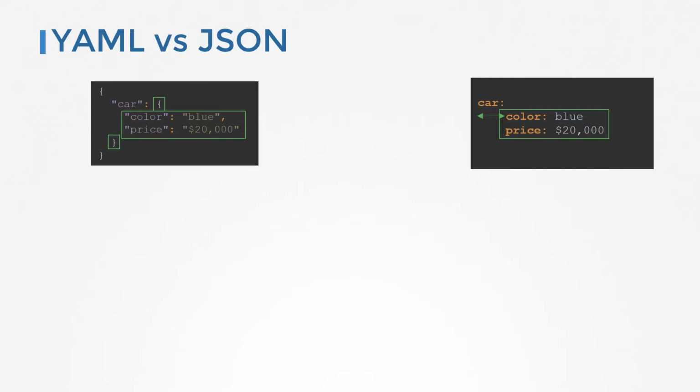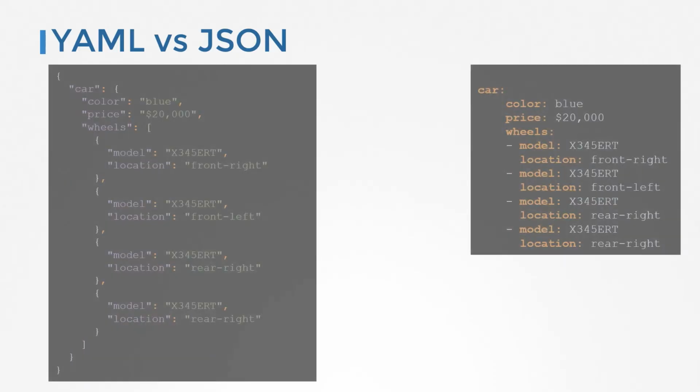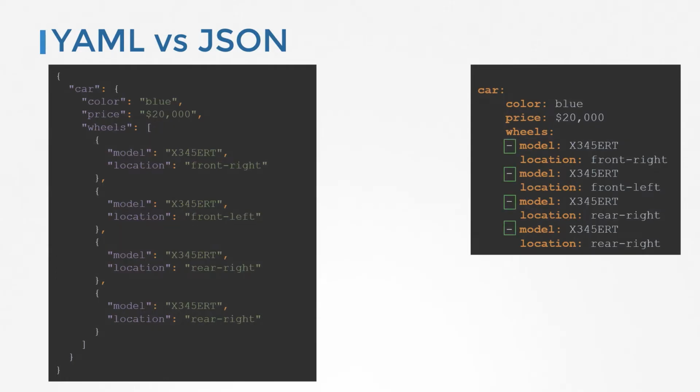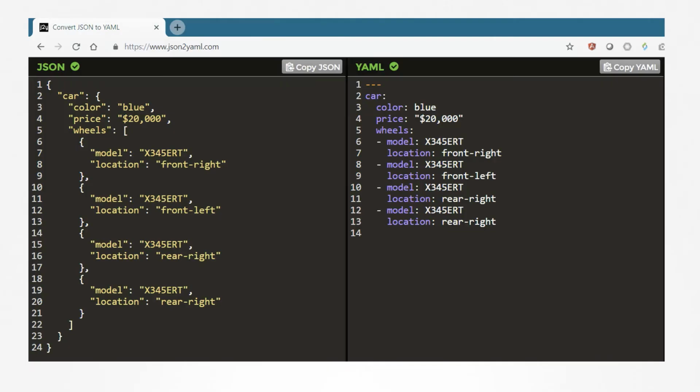While in YAML we use a dash to denote an item in a list, in JSON we use square brackets to define a list and each item within the list is separated by a comma. You can easily convert data in YAML to JSON and JSON to YAML using an online converter or a simple program. The website JSON2YAML.com helps you to easily convert a JSON data into a YAML format or vice versa.